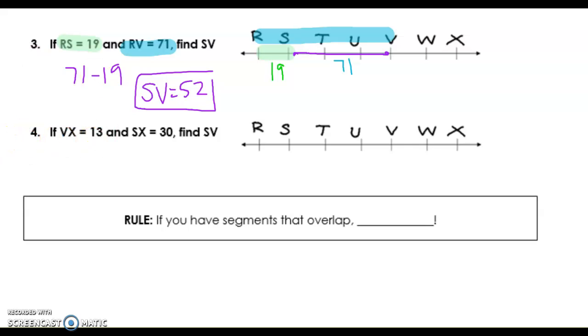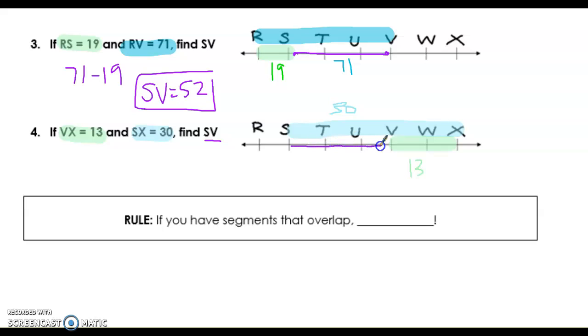Okay, so for number 4, similar example, just to show you again. This time it says VX is 13. So here's V, moving on over to X, and it is 13. And then we've got our blue segment here. So we'll make this green, and then we've got our blue segment of SX, which is 30. And I'm just doing it above so you can see the color blocks. This would be 30. And my question is asking me to find SV.